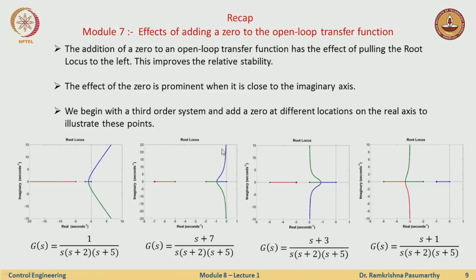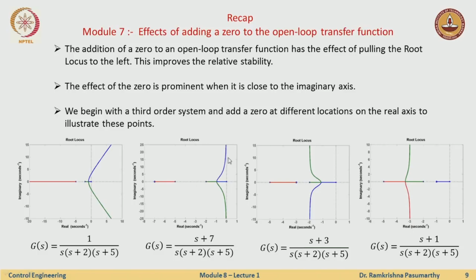Here my system is stable for all values of gain k, or at worst it is marginally stable. However, this system has a very low relative stability. Slight changes in system parameters can push it to the right and lead to the verge of instability. So I add a 0 further to the right, at s equal to minus 3. I see nicer behavior, a bigger stability margin than the previous one. And finally, if I add a 0 at s equal to minus 1, it is much better in terms of relative stability.